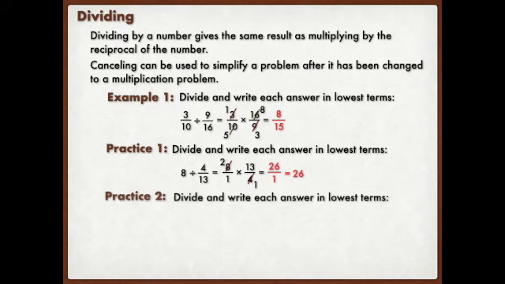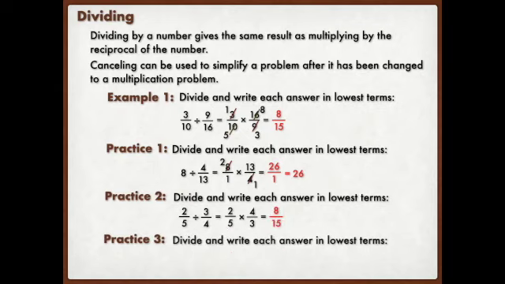Let's look at practice 2. Okay, so 2/5 divided by 3/4. I flip, I make the reciprocal 4/3. Okay, can I simplify? Can 5 and 4 have any common factors? No. Can 2 and 3 have any common factors? No. So let's multiply the numerators. 2 times 4 is 8. 5 times 3 is 15. 8/15 is my answer. I can't simplify it anymore.